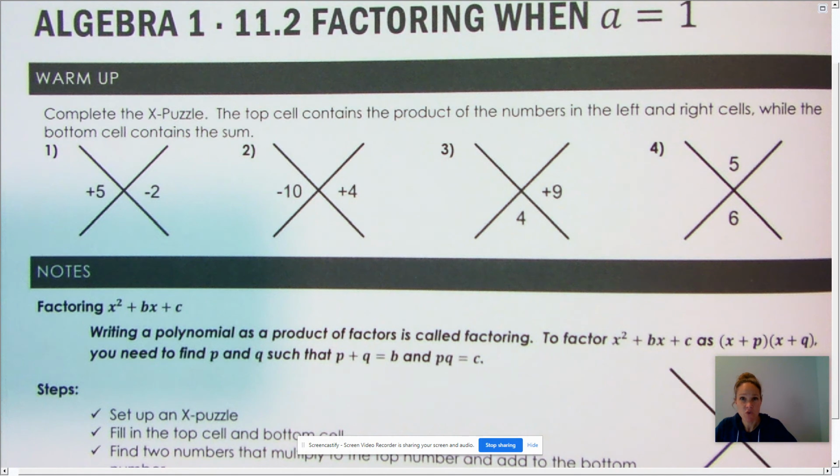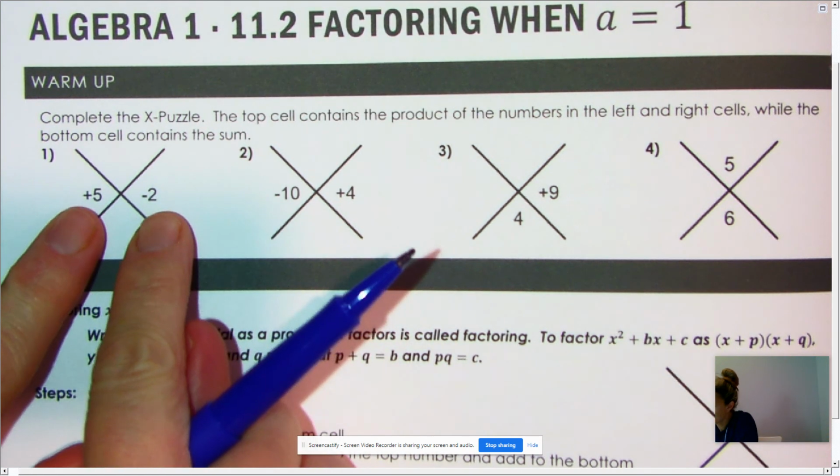We are going to be factoring trinomials when the leading coefficient is equal to 1, meaning we've got three terms with an x squared and there's no number out in front. So first we're going to do some little puzzles that will help you with today's assignment. So the puzzle is these two numbers, we're going to fill it out.